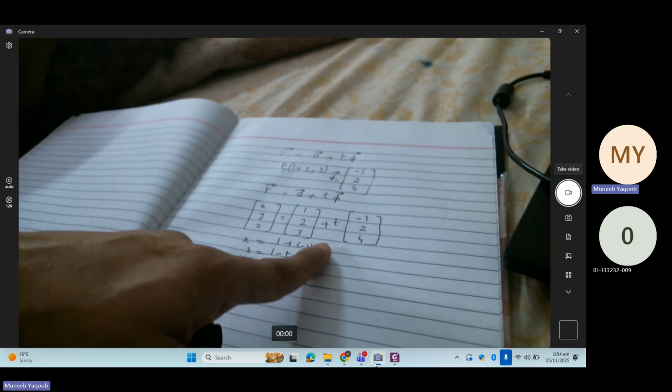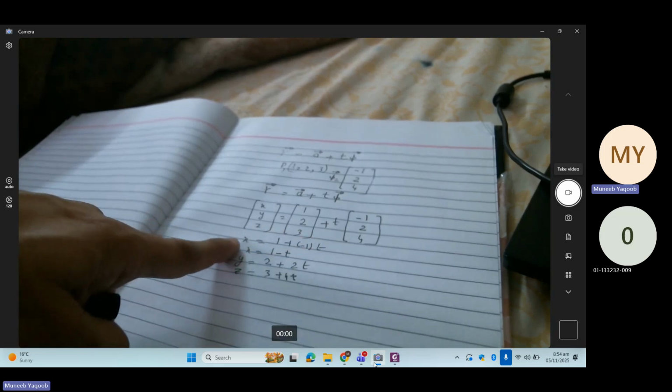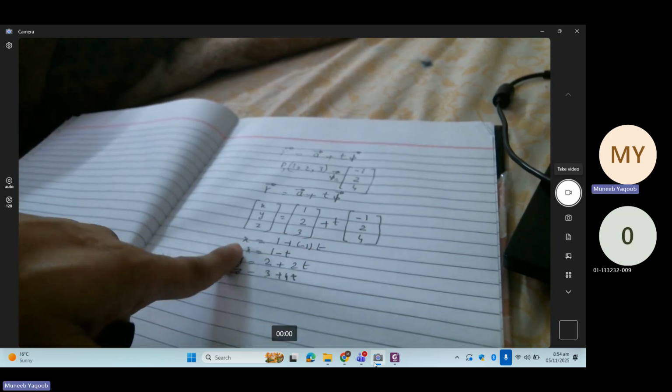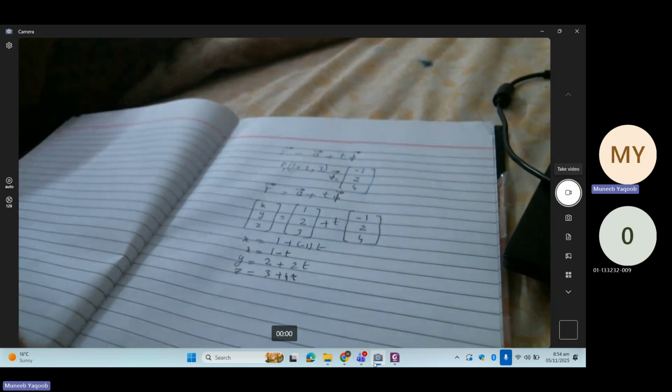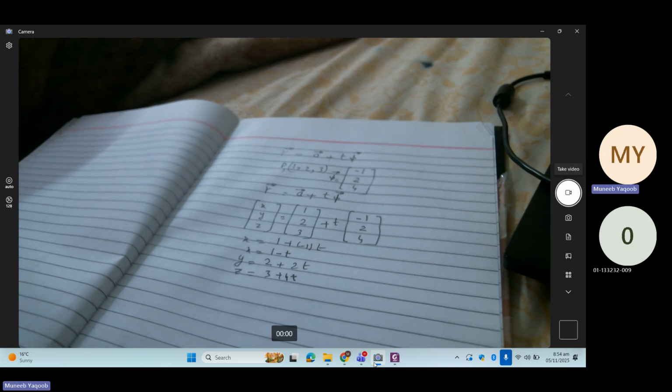Now, this vector equation basically gives us three parametric equations in x, y, and z. What are parametric equations? If x, y, and z are related to each other by a third variable t, then this third variable t is the parameter. And the equations that relate x, y, and z are known as parametric equations. Okay, so this is the simplest and easiest possible way that we can write the vector equation of a straight line, and then we can deduce the parametric equations.